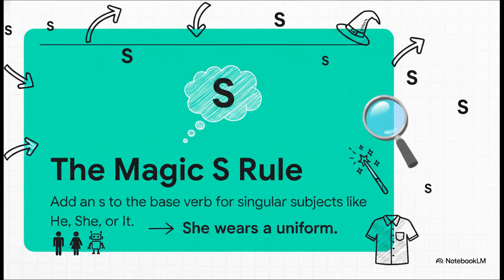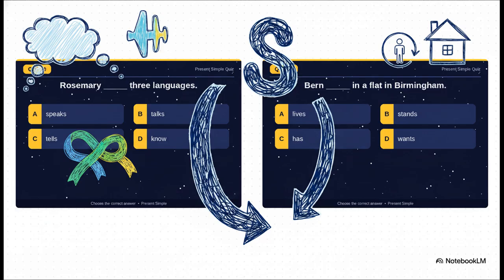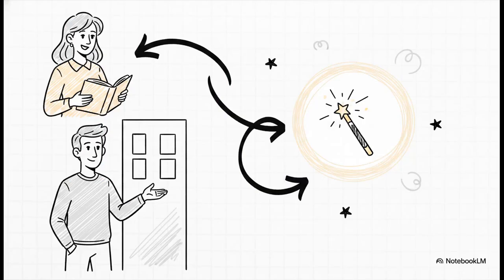Let's see how this plays out in the real world. What does Rosemary do with 3 languages, and what does Bern do in a flat in Birmingham? Think back to that rule we literally just talked about. Singular names follow the exact same rule as he, she, and it. Rosemary is a she, so she speaks. Bern is a he, so he lives. You see? Once you spot this pattern, it's like a game changer. You stop guessing and you just start knowing.